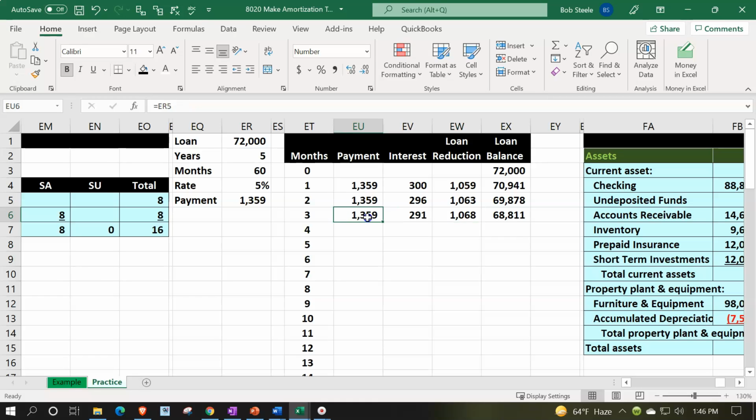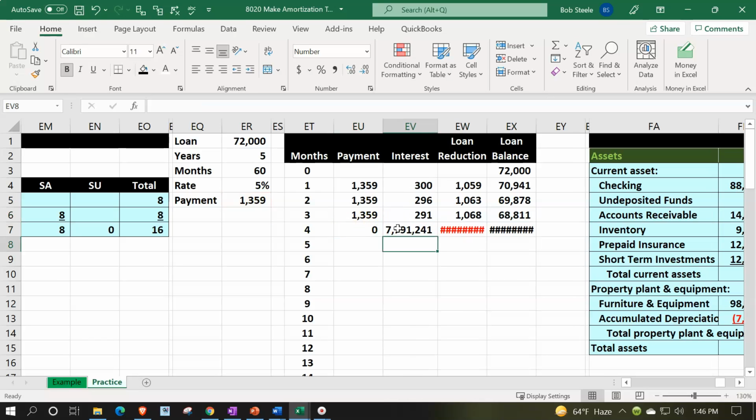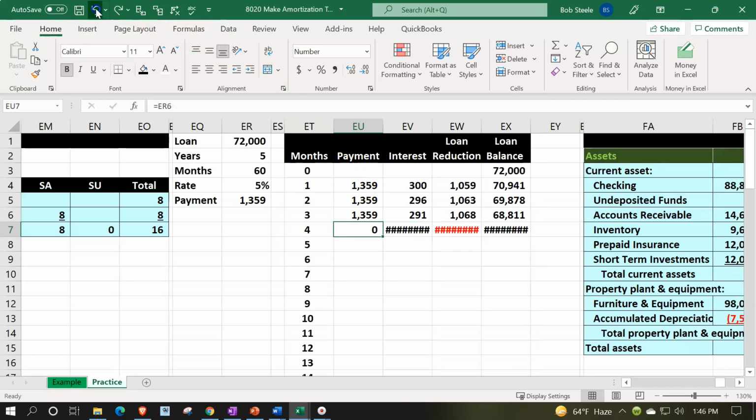Now, if I was to copy this down, if I was to take these and say, what if I copy this down? I'm just going to do it to one cell. Does it work? No. Why not? Because this one moved down and the interest moved down. So that doesn't work. So I'm going to undo this and undo this and undo this.